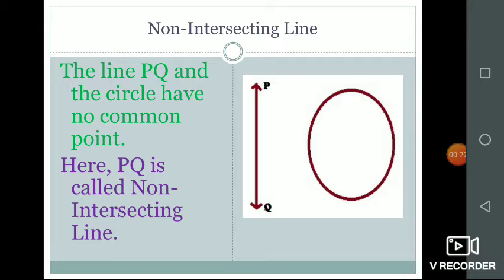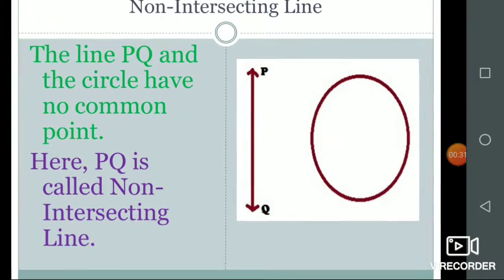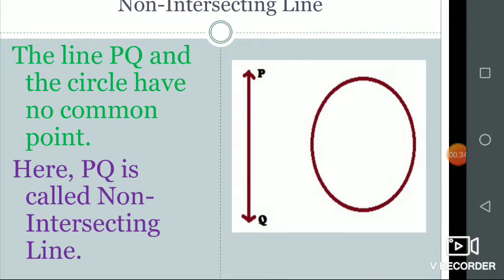First one is non-intersecting line. Let us look at the picture. The line PQ and the circle have no common point. Here PQ is called non-intersecting line.